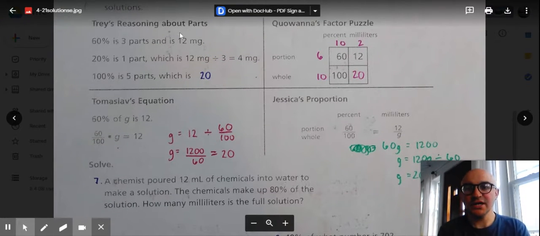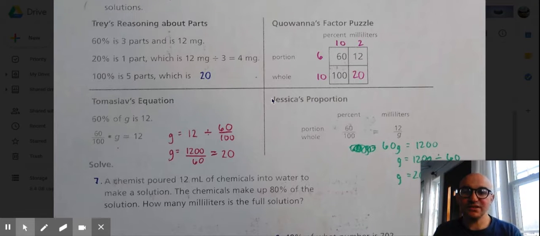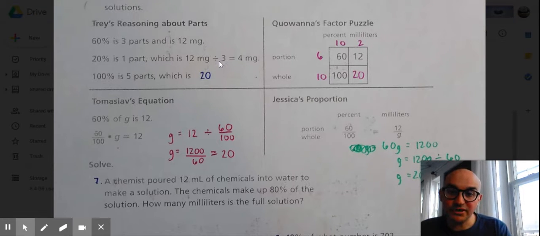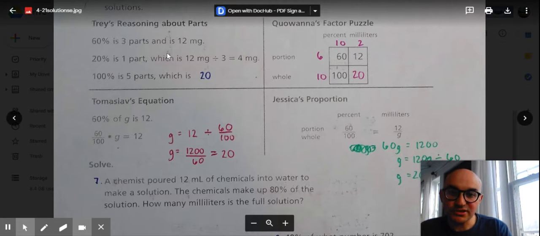And this shows us Trey, Tomislav, Jessica, and Kwana. They're solving this problem in 4 different methods, 4 different strategies. Each of these people get the exact same problem, so that's a nice thing. So Trey's reasoning, he divides 60% into 3 parts. He knows that's 12 milligrams. 20% is 1 part, which is 12 milligrams divided by 3, because 12 milligrams was 3 parts. So 1 part equals 4 milligrams.